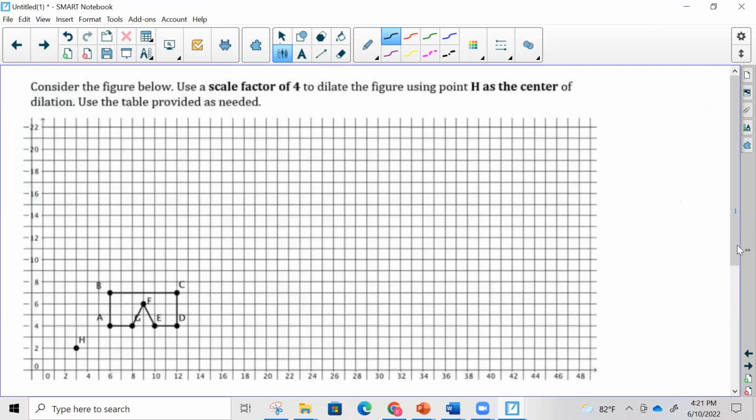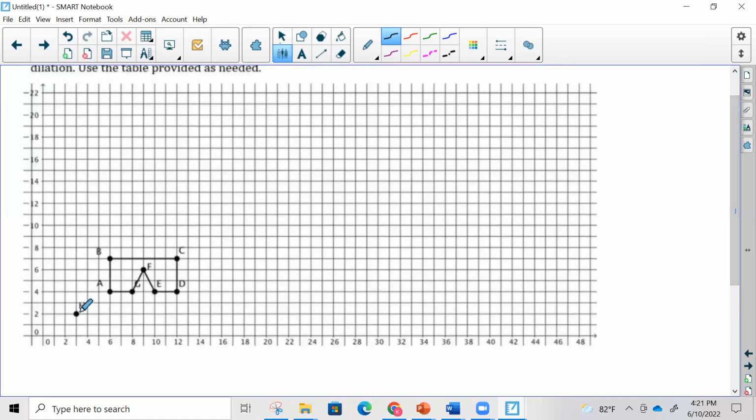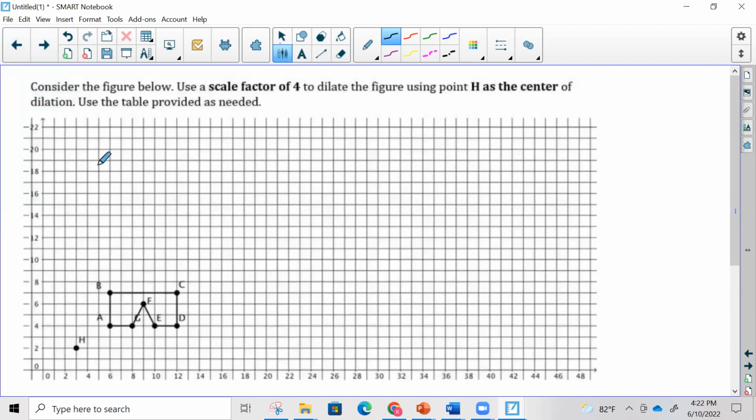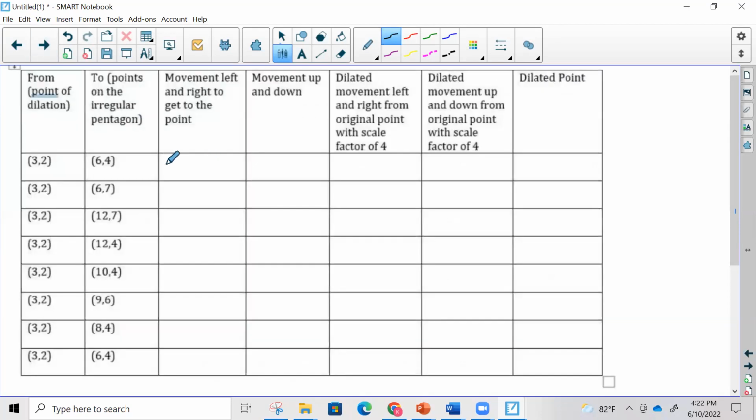Okay, so on here, we're going to fill out this table. This is my center, and I have A, B, C, D, E, F, G. Okay, and I'm going to figure out how far each point is. So you can also look at the points, but we're always going to start from the center, which is the point of the dilation. And we're going to say, okay, how far do I go to get to my first point, A? So if I look, I go 3 to the right and up 2 to get to A. So I'm going to write R for right 3, and then up 2.